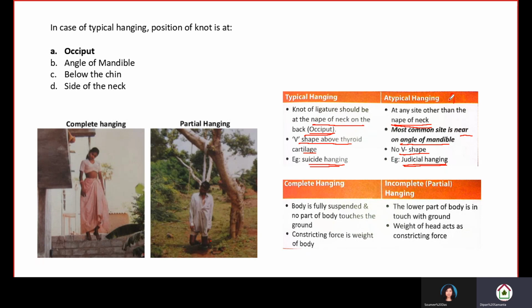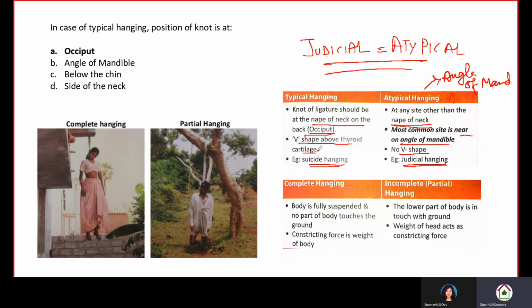So near the angle of mandible. And always remember another very important thing: judicial hanging is atypical hanging. Hanging can be complete or incomplete.